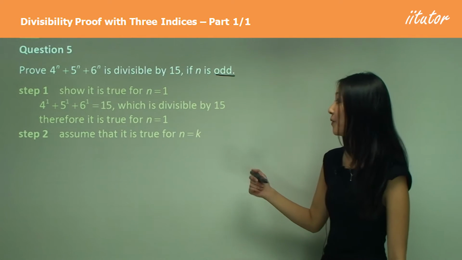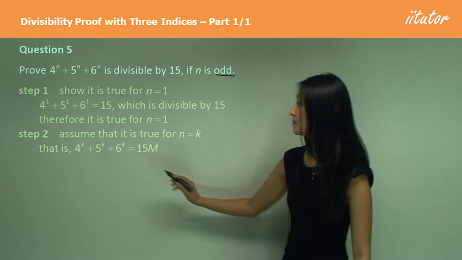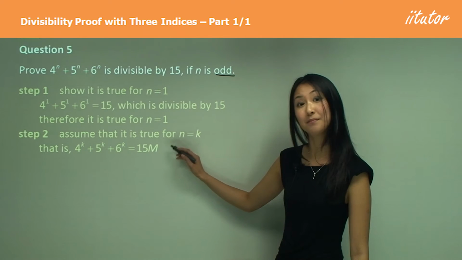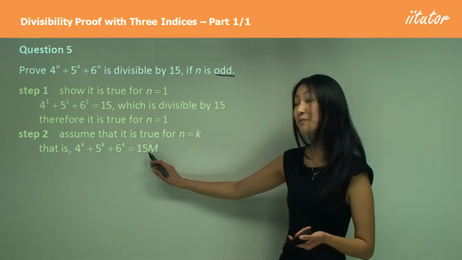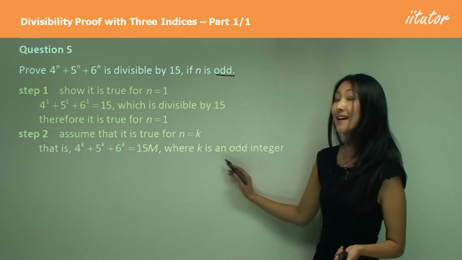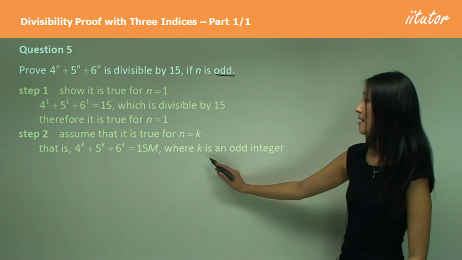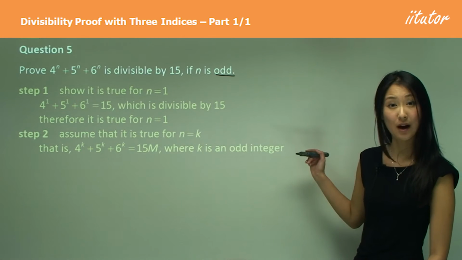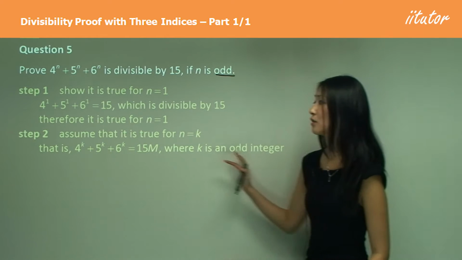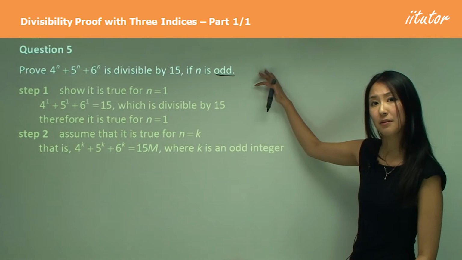Now, in step 2, we want to assume that this is true for n equals k. So we substitute in k, and we make it equal to 15m, yeah? Because it's divisible by 15, we want it to be able to be multiplied by 15. Now we have to add where k is an odd integer, because if n is odd and n equals k, therefore k must be odd as well. And it's important that we do specify this in our proof, because otherwise it throws off this assumption. So the assumption must hold true for all the information up here.